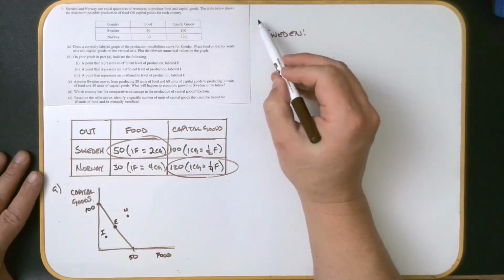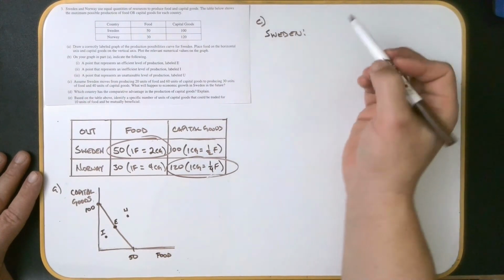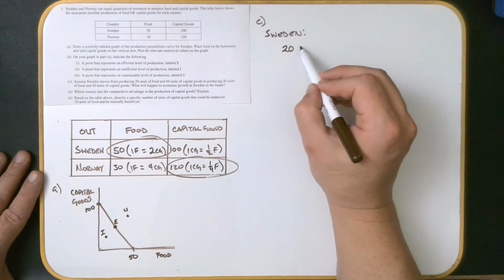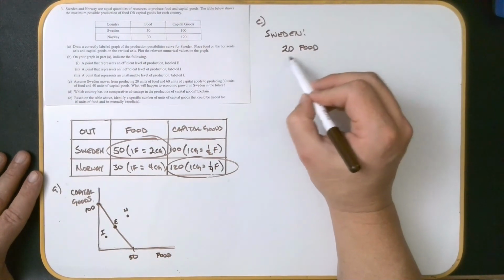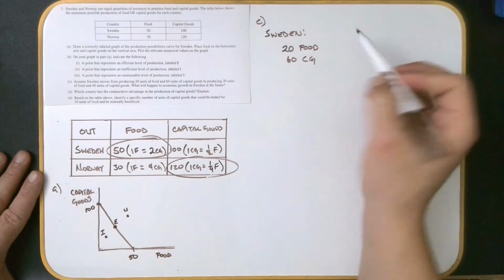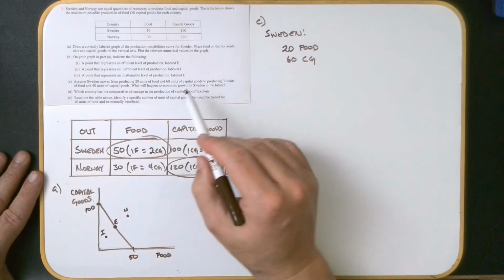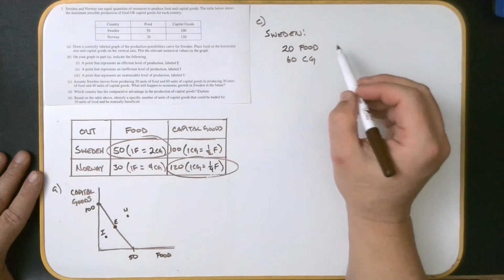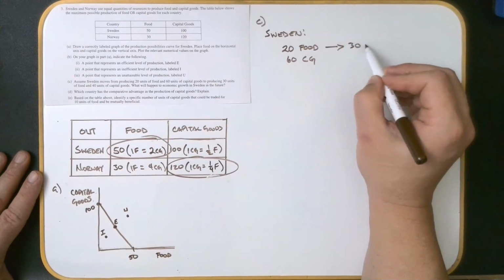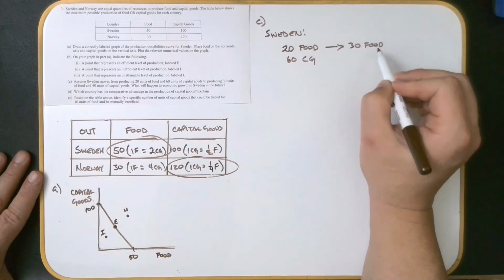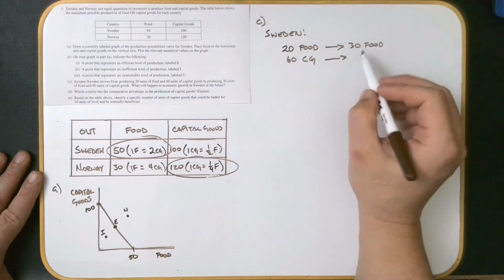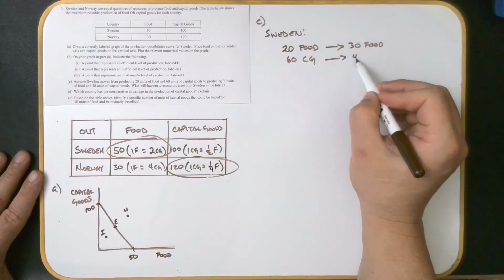So let's pretend Sweden, so this is for C. Let's pretend Sweden does the following. It says 20 food and 60 capital goods. Okay, so they're going to move from producing this much to doing this much. It says they're going to increase this to 30 units of food, and they're going to decrease their capital goods to 40.